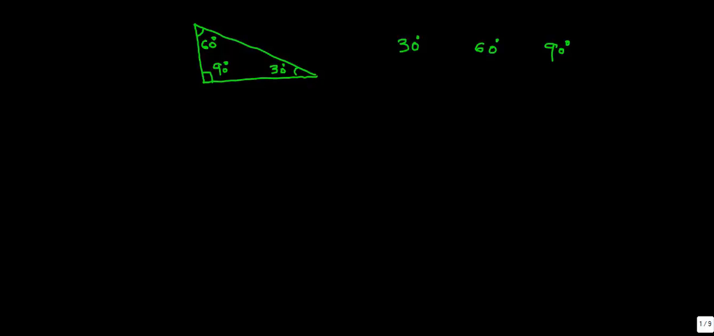The ratio of sides opposite to 30 degrees, 60 degrees and 90 degrees will always be 1 : √3 : 2. I can derive this result. You don't have to memorize this result without logic.